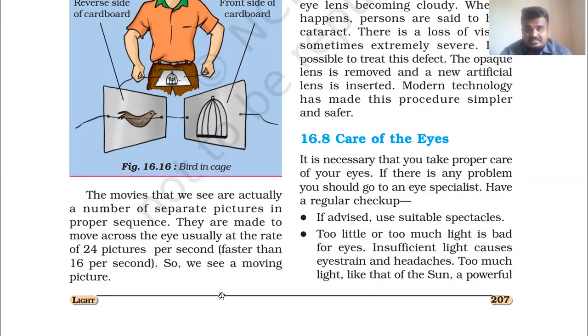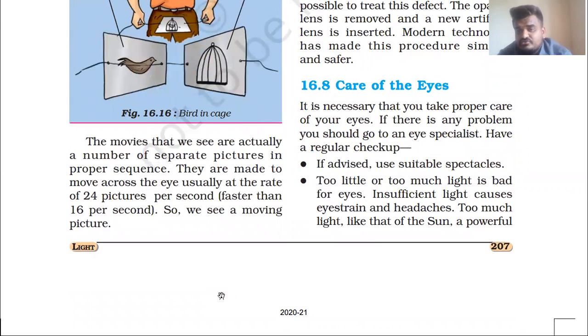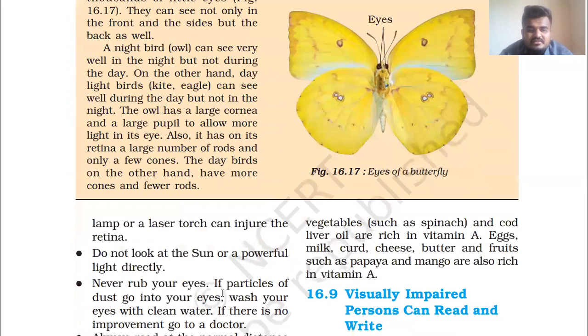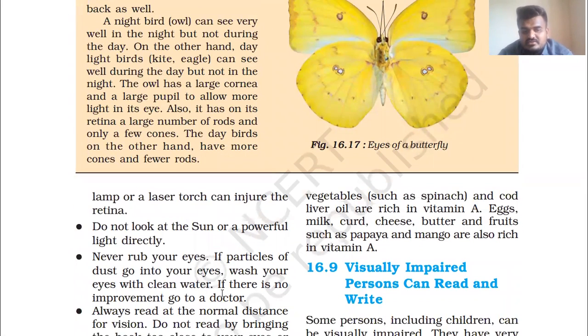Let's discuss the four important topics for this. If advised, use suitable spectacles. If a doctor has advised you to wear glasses, then you should do so. Too little or too much light is bad for the eyes. Insufficient light causes eye strain and headaches. Too much light, like that of the sun, a powerful lamp, or a laser torch, can injure the retina.